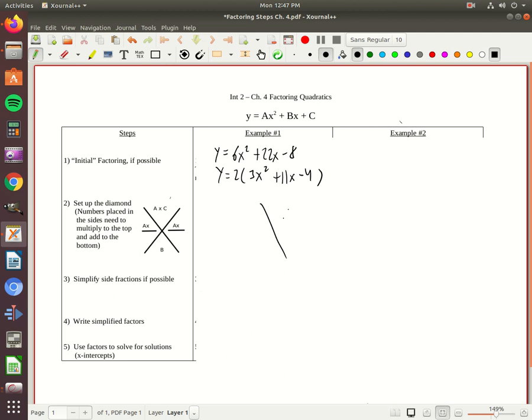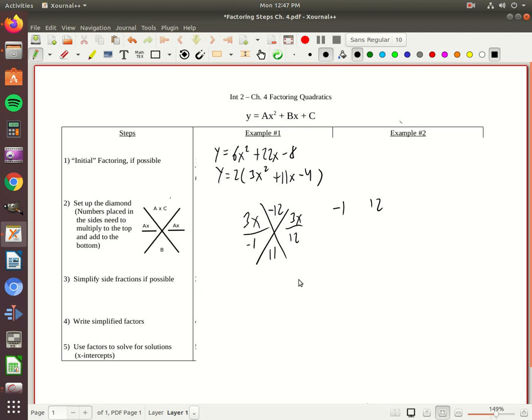I will go ahead and I will set up my diamond. A times C, B. On the sides, I have AX. And now how do I multiply to 12 and add to 11? It looks maybe something like this. Negative 1 times 12 is negative 12. Negative 1 plus 12 is positive 11.